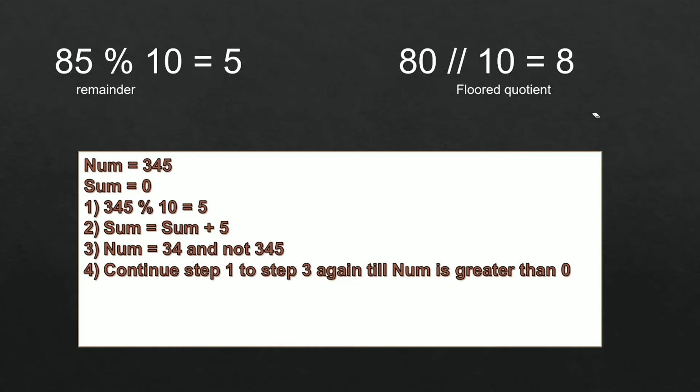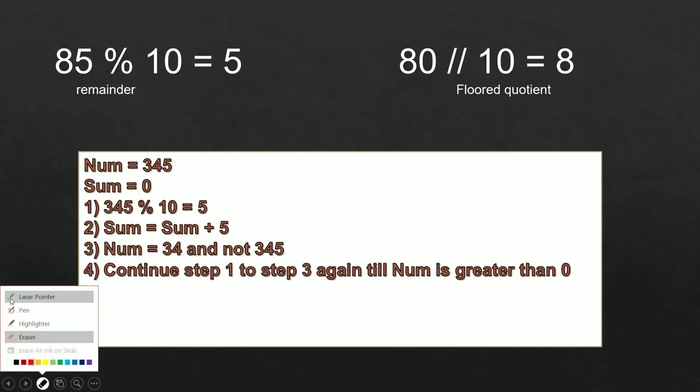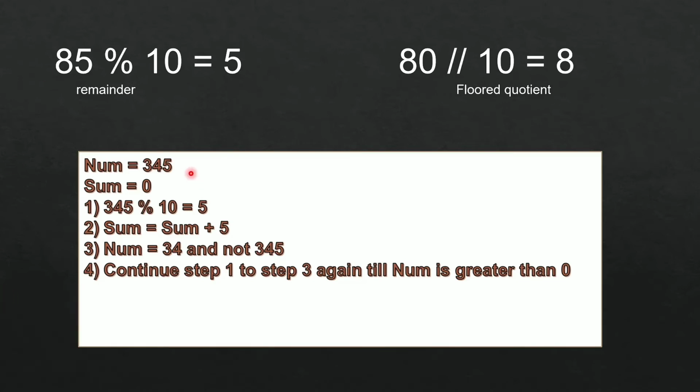So 80 divided by 10, obviously the quotient is going to come to 8. So we're going to use these two operators to solve this program. Okay, so I'm also giving you a small pseudo code which will explain how we'll implement this code on a compiler. Okay, so I'll just remove my pointer.